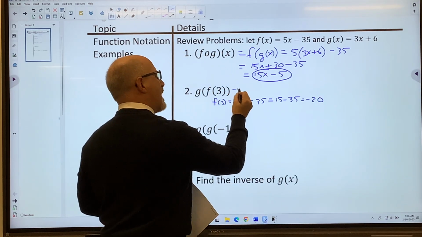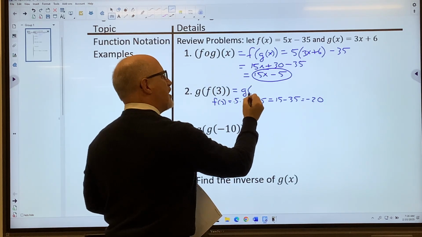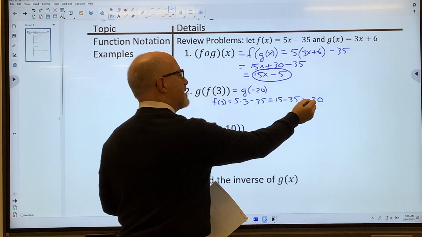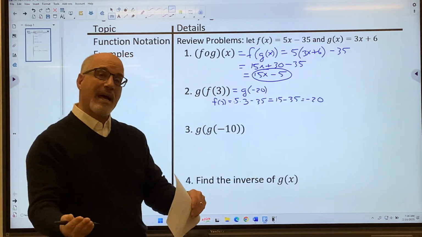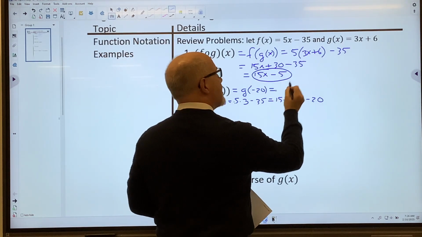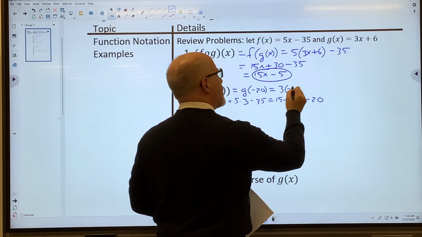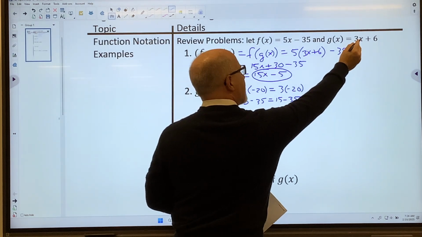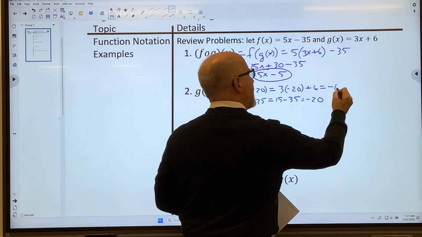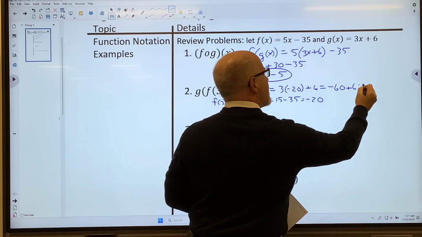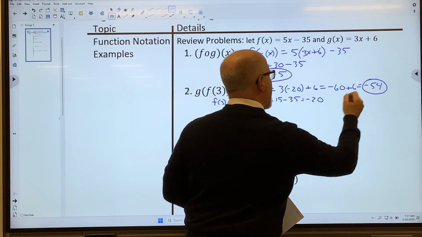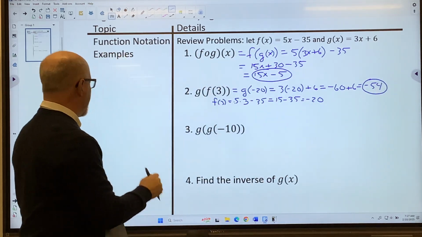Now I'm going to go back here and say that means I'm going to do g of negative 20. I know what f of 3 is. It's negative 20. Let's put that back into that function and figure out what g of negative 20 is. So I get 3 times negative 20 by putting it in for the x here, plus the 6. So you get negative 60 plus 6, which gives me negative 54 for this answer. So that's the answer. This was just a step to help me get there.